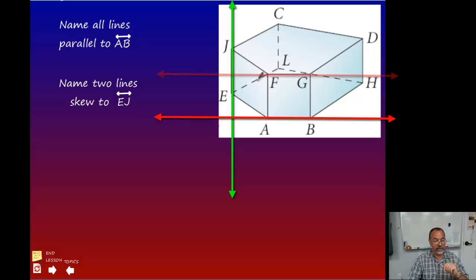FG would be a possibility. Let's see, I think that's about all I would use to name here. So I could use any of those, AB or FG.